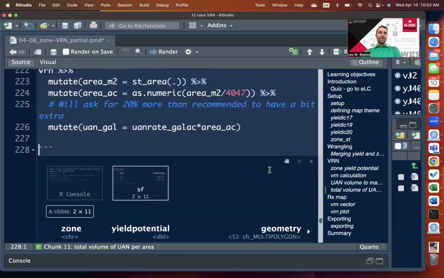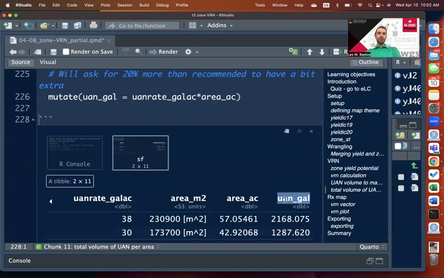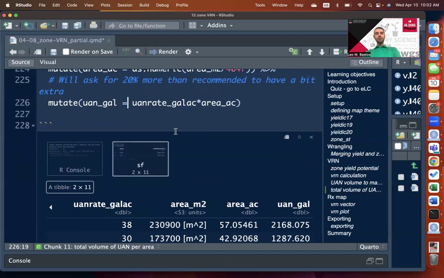So if you run that and you inspect your last column that we just created, these are how many gallons you would need per zone. Gallons of UAN 20%. I do want to increase this by 20% just so we have a little bit extra than what we need. In case something happens, you have to calibrate equipment, you have to do something more.